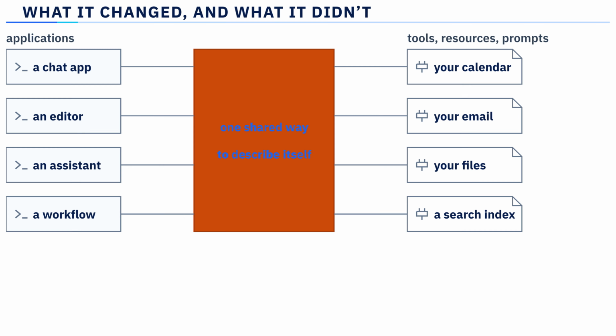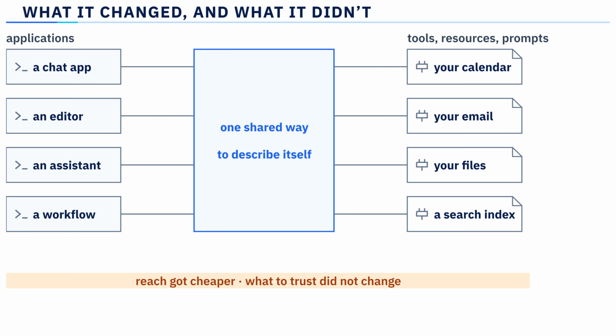So what did this change? Reach got cheaper. Before, every new tool was fresh work for every application. Now you describe a tool once and every application can use it. That is a real win, and most of the time it is exactly what you want. Now the honest part, and it answers the question we opened with. Does any of this decide what the agent is allowed to touch?